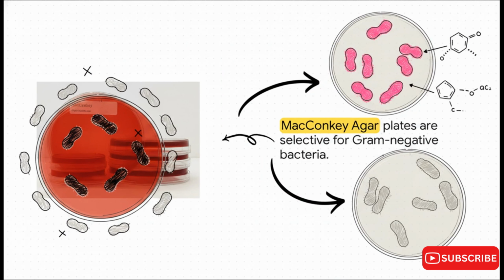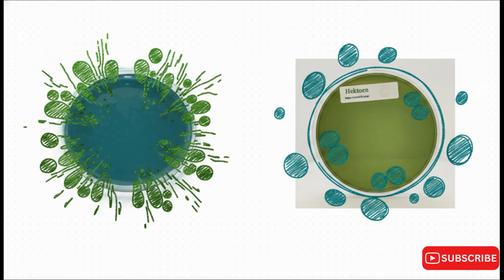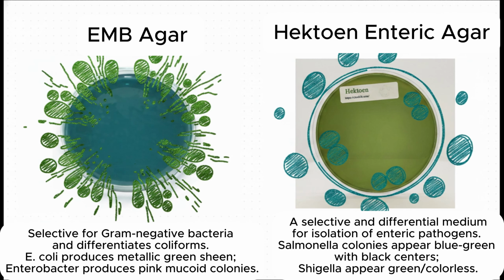MacConkey agar is a perfect example of this dual action. Visually, it's this brilliant translucent red. It's selective because it only allows gram-negative bacteria to grow, but it's also differential. If the bacteria growing there happen to be able to ferment lactose, it produces an acid that reacts with the agar, and boom, it turns the bacterial colonies a brilliant bright pink. If they can't ferment lactose, they just stay entirely colorless. It's pretty ingenious. Now, let's compare two more of these highly colorful plates.